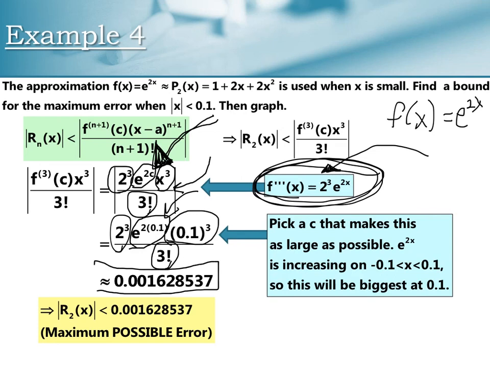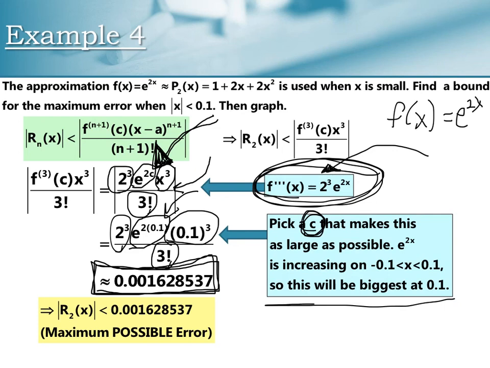This is not the actual error. This is an upper bound, an estimate for how much error we could have. And then, one thing to keep in mind is, in general, when you're doing these problems, you're trying to pick a c value that is as big as possible, or pick a c value that makes the derivative as big as possible on the interval you're working on.